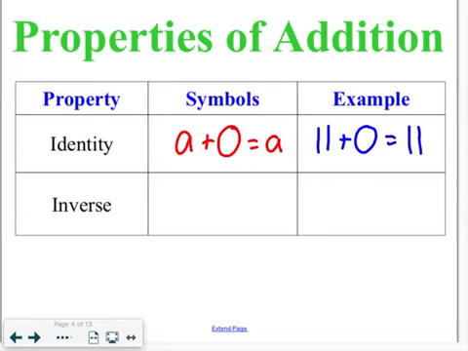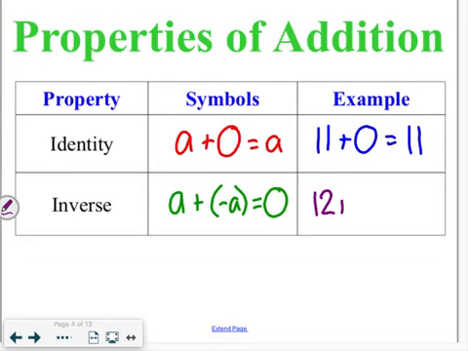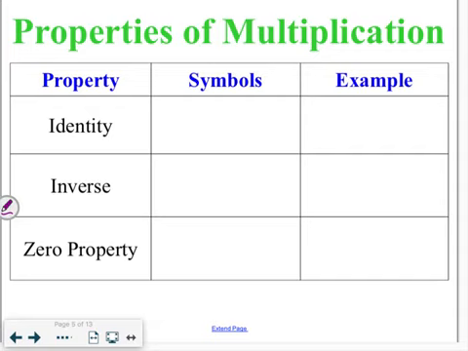The idea of the inverse is to be able to undo the number. So you have a number plus the negative of that number is going to get you 0. So for example, in that case, 12 plus negative 12 is equal to 0. More often you will see it written out as 12 minus 12 equals 0, because plus a negative is just subtraction. Same kind of properties apply with multiplication.